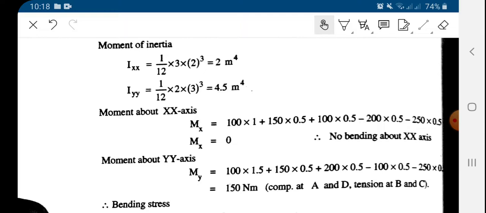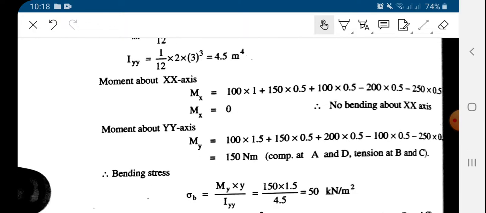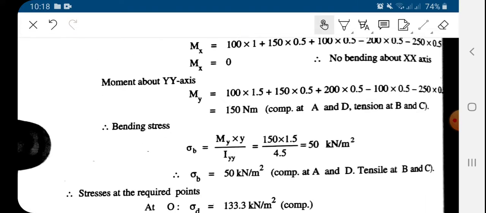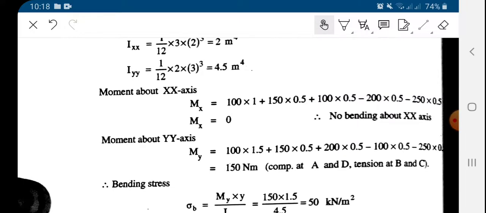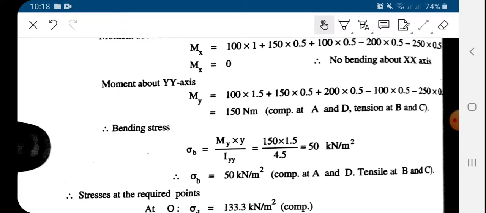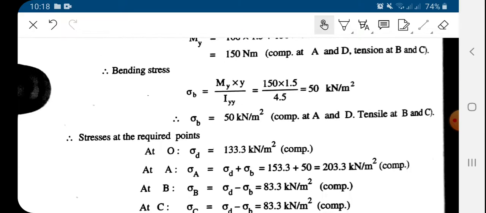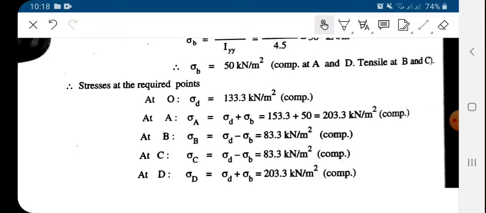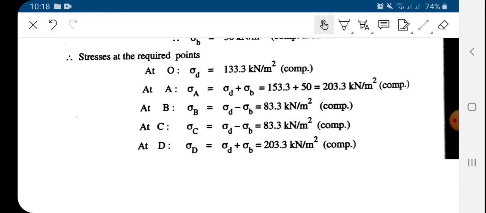So here is the calculation of moment, and the moment in the x direction is coming as 0, that means there is no bending moment about the x-axis. By using this moment and the section modulus, we can easily compute the bending stresses, that is My by I, or we can say M by Z. From the direct stress and bending stress, by using the sign convention that we have already seen previously, we can compute the stresses at each corner of the section.